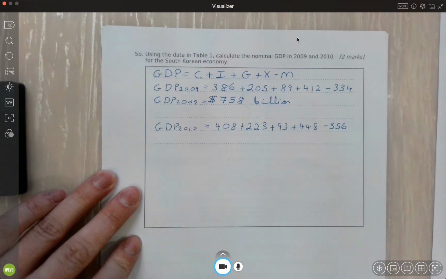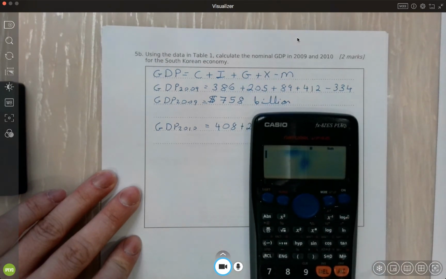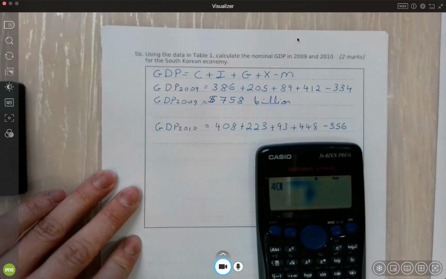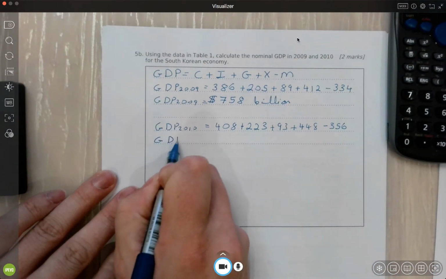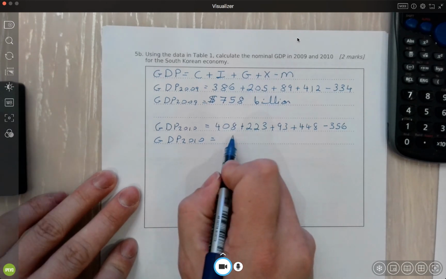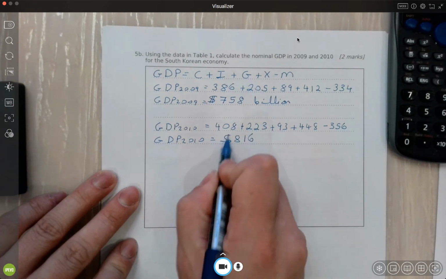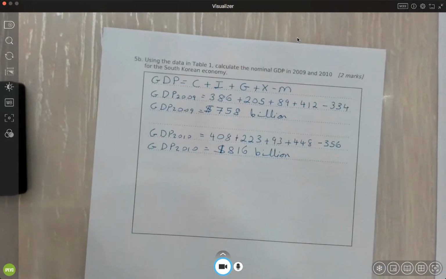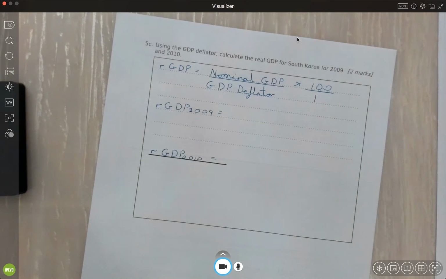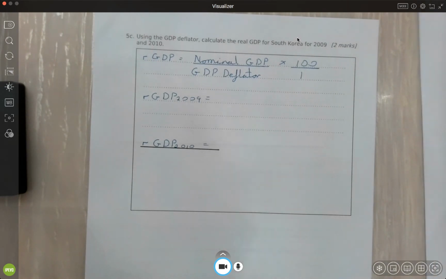Again I'm going to take out my trusty calculator. So 408 plus 223 plus 93 plus 448 minus 356, and I get 816, that is 816 billion. So GDP 2010 equals 816 billion dollars. Absolutely fantastic. See how easy these questions are when you know what you're doing. And look what's happening here. Everything's repeating itself.